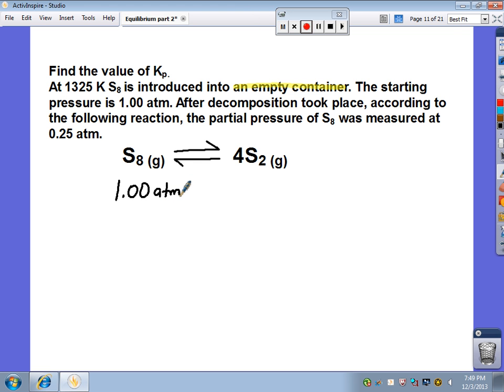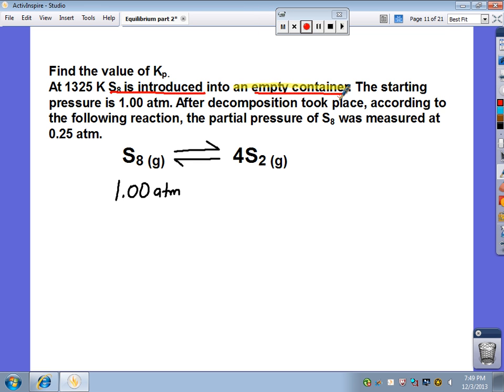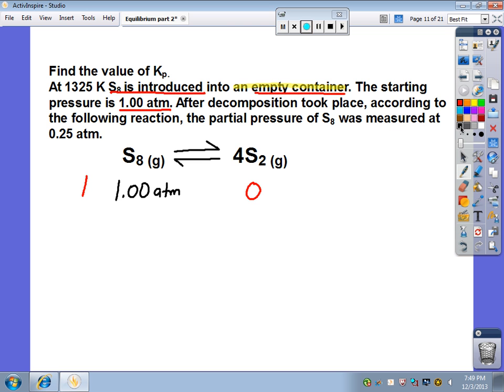How do we know that? Because it says S8 is introduced, right? It's introduced in my container. So S8 is introduced into my empty container, and the starting pressure is 1 atmosphere. So that's my I. Is there any S2 present at the starting point? No, because it's empty at first, and then S8 is introduced. So I know that I have nothing here. So now what's going to happen? Well, it says after decomposition took place, according to this decomposition reaction, what is true?